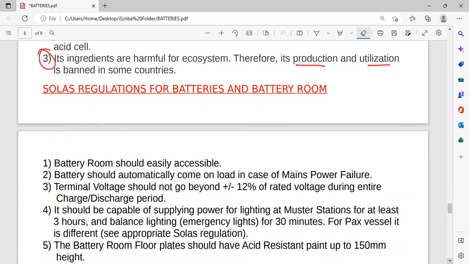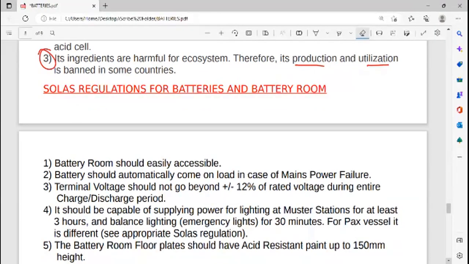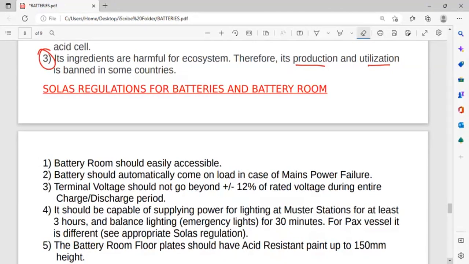Let's see the regulations for batteries and the battery room as per SOLAS. Battery room should be easily accessible. One goes through the accommodation, gets out through the bridge, and then you have access from that side. Or you have your companion ways coming right from the upper deck up to the bridge from external of the accommodation, right? So easily accessible from both directions.